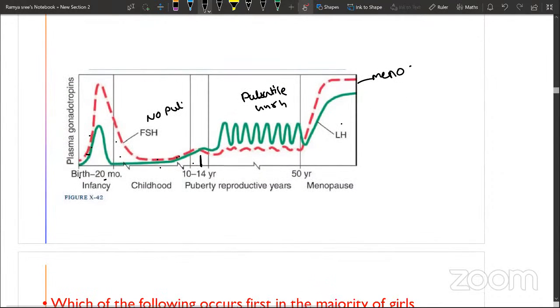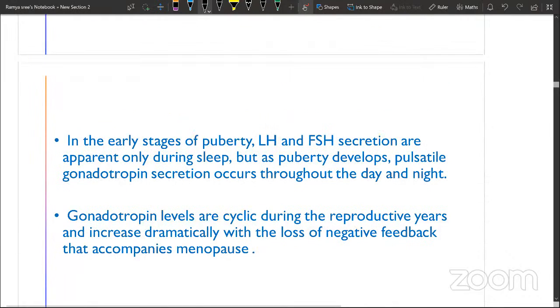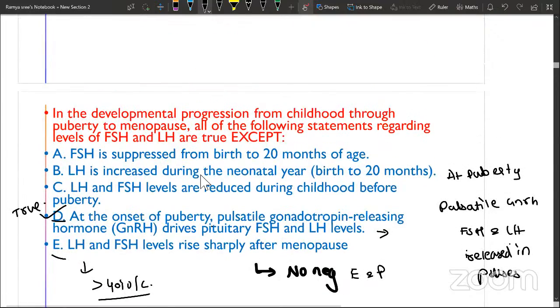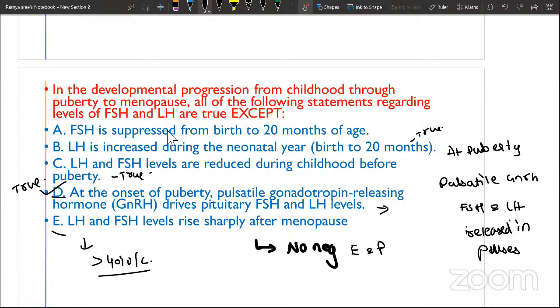Okay. Not only that, you should also know the tabular form of estrogen, progesterone, that one also. So probably one more class, I'll put that question. So if you come here now again, LH and FSH levels are reduced during childhood before puberty is true. LH is increased during neonatal period, birth to 20 months is true. Along with LH, FSH is also increased. Okay. Before I complete this question, I would ask you one question. Normally what will be more? FSH will be more or LH will be more? Or it depends on menstrual cycle, which half of the menstrual cycle it is, which will be more.